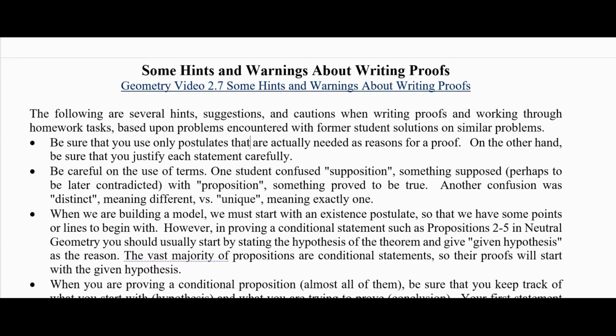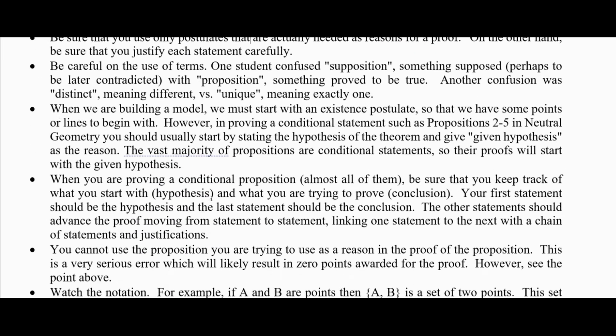When we're building a model, we must start with an existence postulate so that we have some points or lines to begin with. However, in proving conditional statements, such as propositions 2 through 5 in our neutral geometry or unified geometry, you should usually start by stating the hypothesis of the theorem and give "given hypothesis" as the reason. The vast majority of propositions are conditional statements, so their proofs will start with a given hypothesis. Building a model is an exception to that.